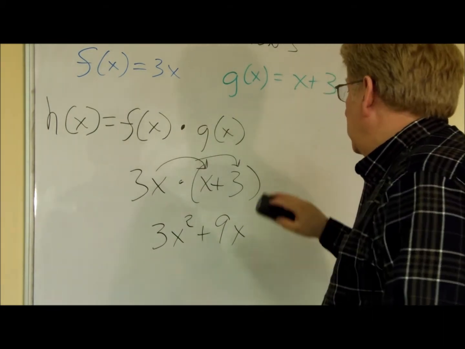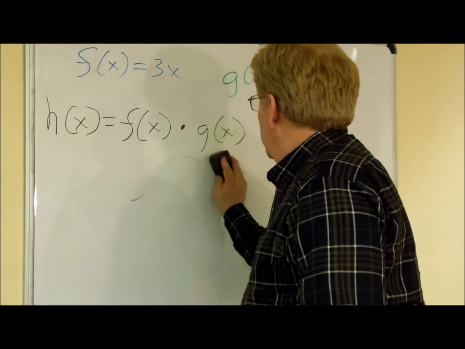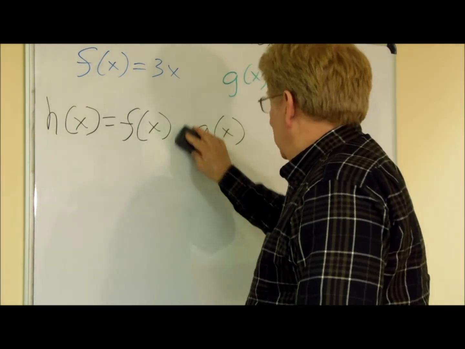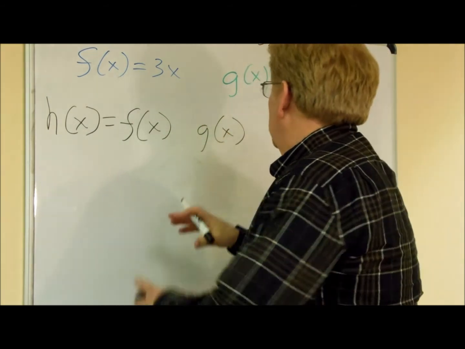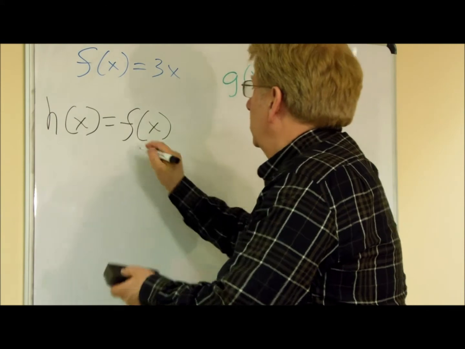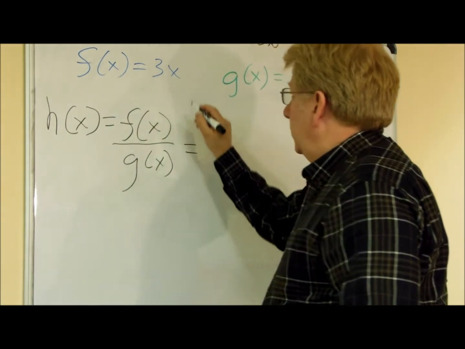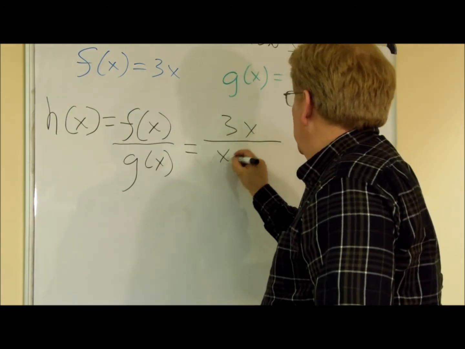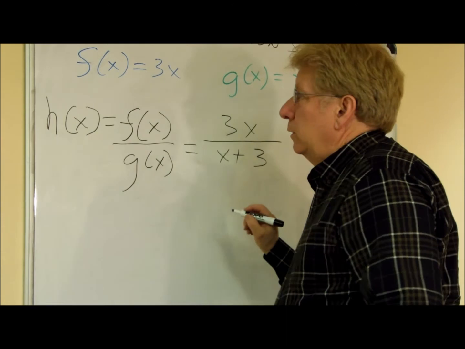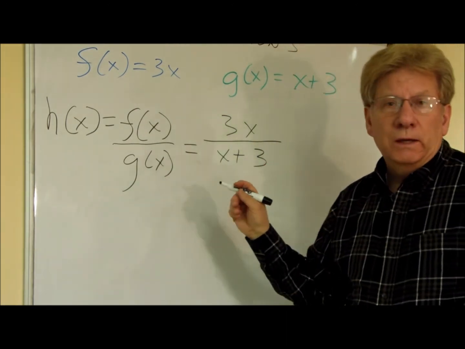And of course, last we can do the division of the two functions. So we'll take f of x divided by g of x. For that, f of x is 3x, g of x is x plus 3. So that would be the composite function for dividing the two.